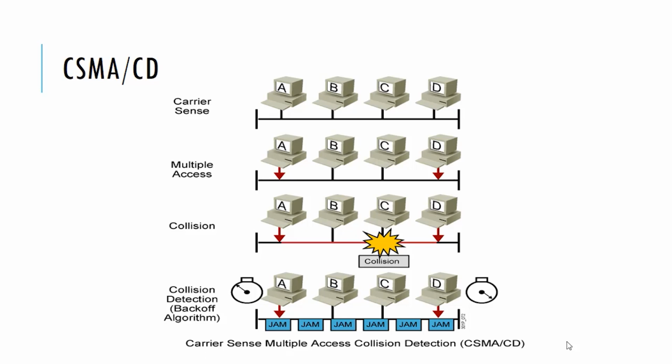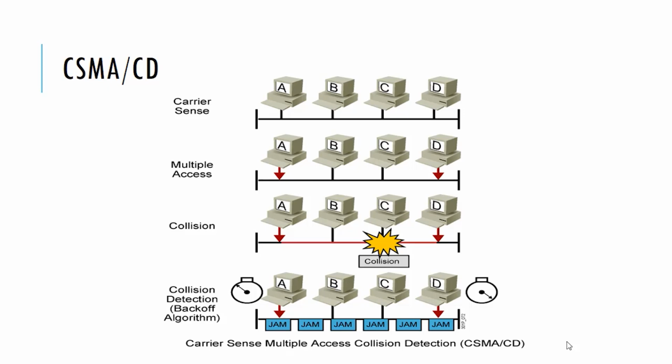What happens when collision happens? Collision detection takes place, and then a backoff algorithm makes A wait for a certain time before resending its message that has collided with another message, and D waits for another period of time to resend its message that has collided with another message.